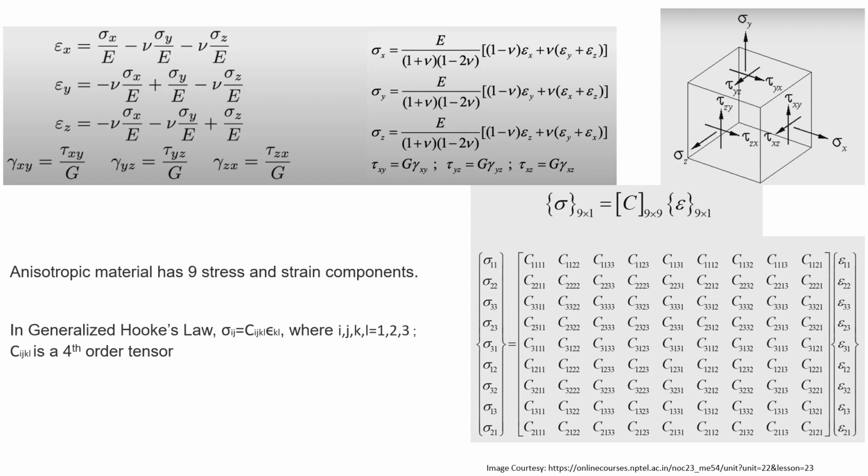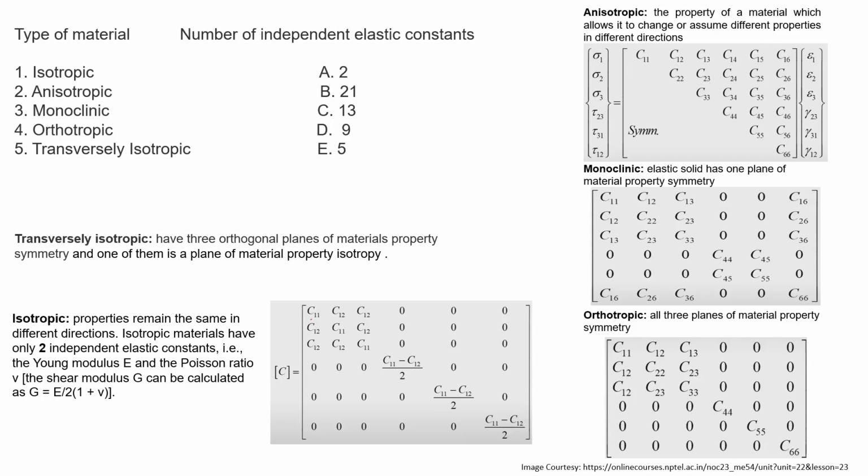So when we are correlating the stresses and strain, then for a general material, it has 9 stress-strain components. And in the generalized Hooke's law, it shows that sigma ij is equal to Cijkl epsilon kl, where ijkl is equal to 1 to 3. Cijkl is a fourth order tensor.